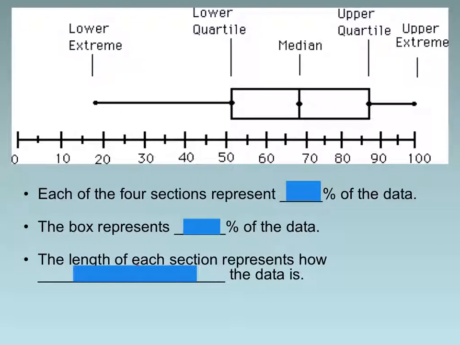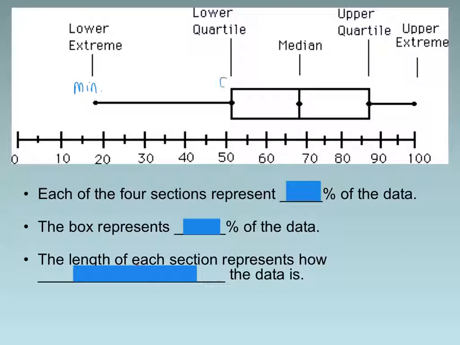So we'll start at the far left. This is your lower extreme, or you can actually refer to it just as minimum. Making our way over, you've got this box part of your box and whisker, so there's 3 lines if you really look closely at it. Those are all of your quartiles.